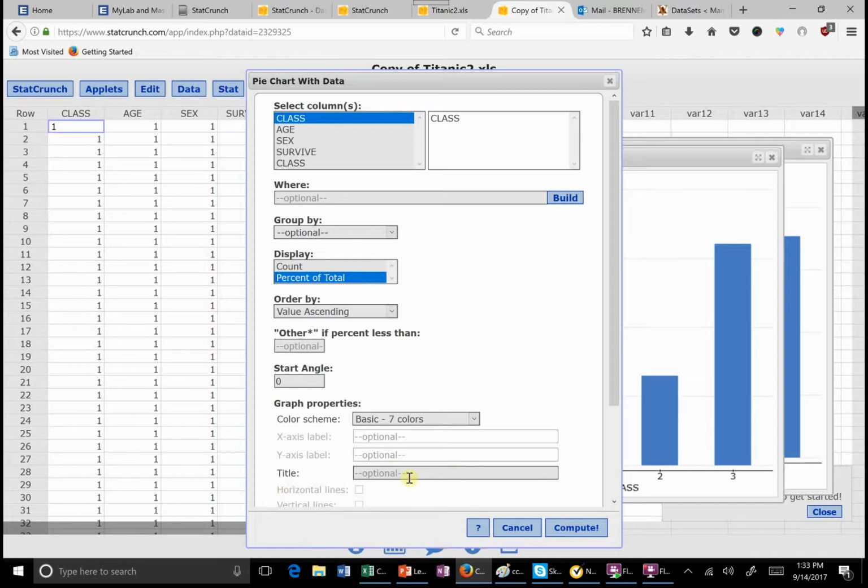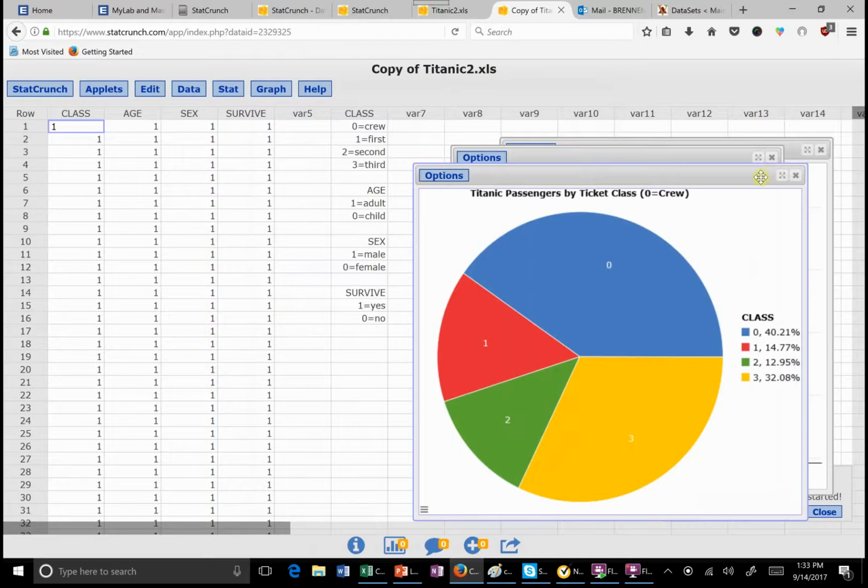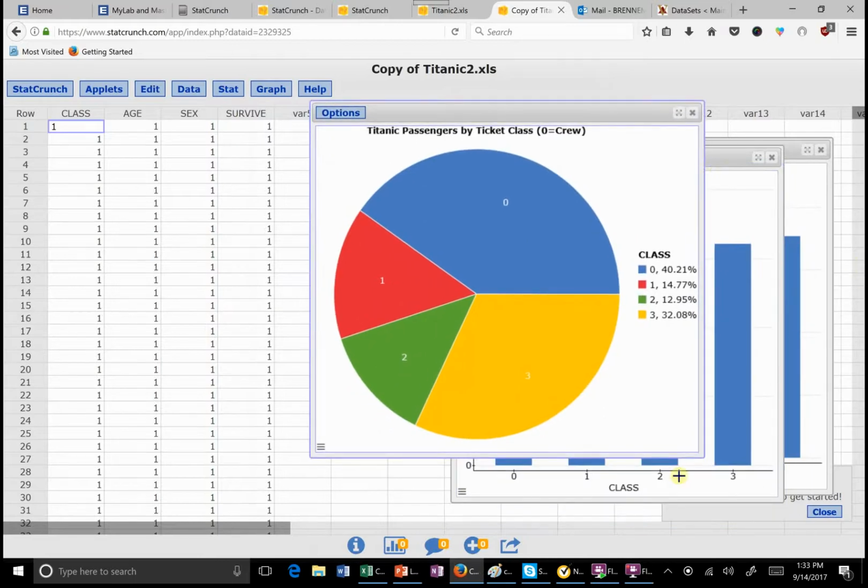Let's see if it'll let me. Yeah. So I could say Titanic passengers by ticket class, 0 equals crew. And you can mess with the color scheme and stuff like that. And so you're going to get something like that.